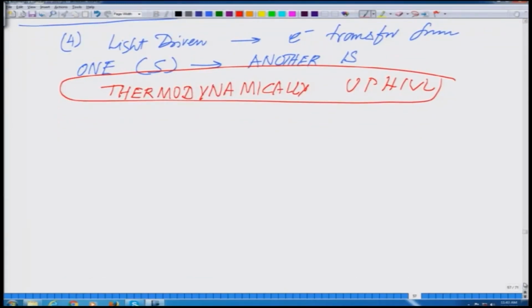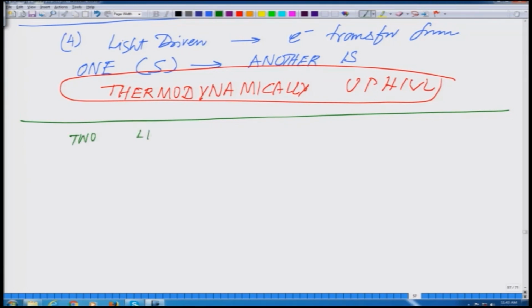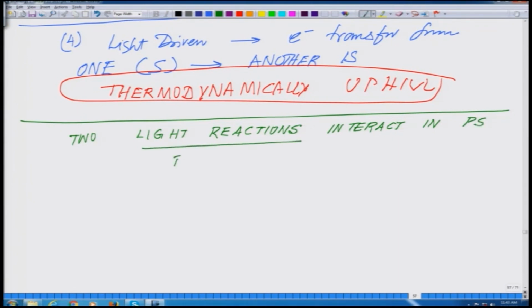What we talked about was two light reactions interact in photosynthesis. We have talked about two light reactions. Remember, we talked about photosystem 1 and photosystem 2. So, how this was being figured out is something like this.